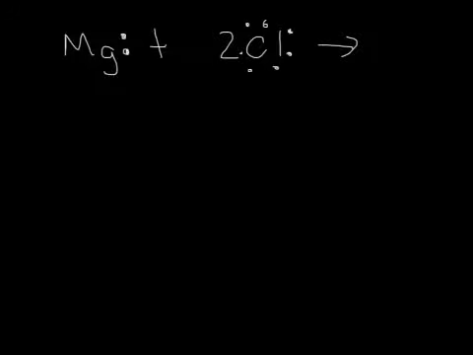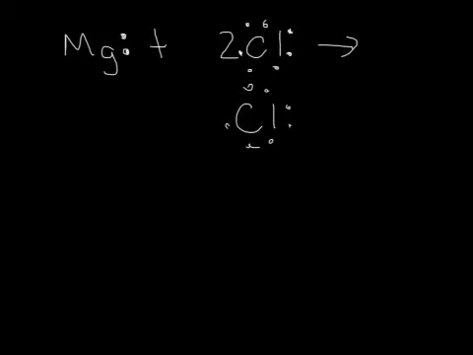Okay, I got 2 chlorines. That's what that 2 out front means. It means that I have 2 chlorines. So there's 7 electrons around each one. So magnesium wants to get rid of 2, but chlorine only wants 1. So what do you think is going to happen? One chlorine's going to take one, and then the other chlorine's going to take the other. Very good.